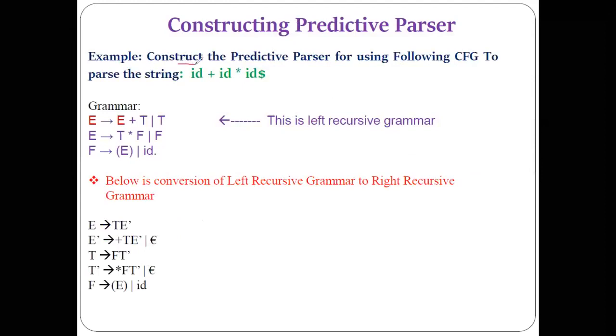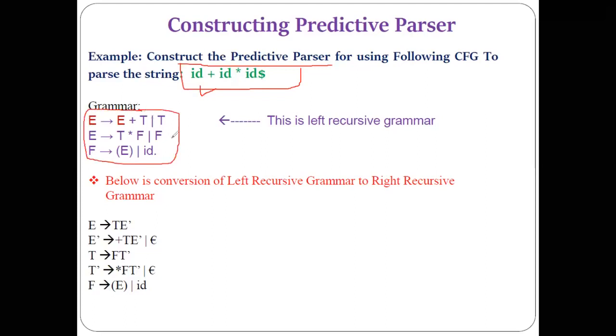Now, here we directly focus on the example. Here you can see this is the string we have to parse, which means we have to check whether this sentence is syntactically correct or not. And in order to check that, we have been given this grammar.